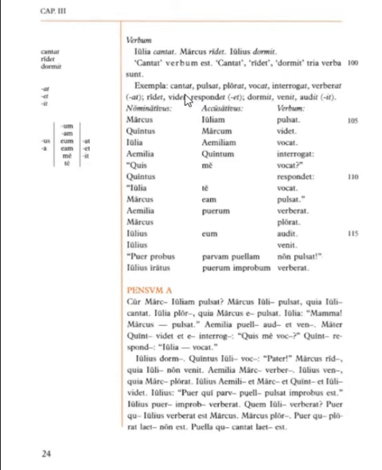What that means is that Julia cantat means Julia sings. If this was cantant with an n before the t, then it would be Julia et Marcus cantant, or Julia and Marcus sing, because cantant is plural.